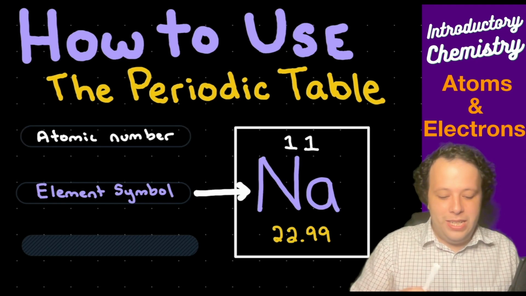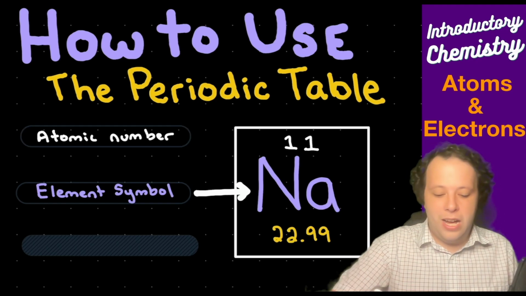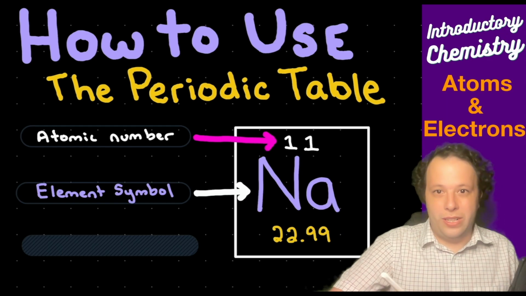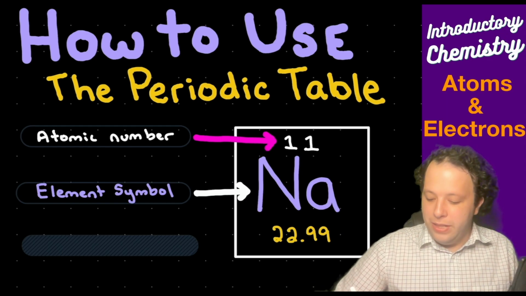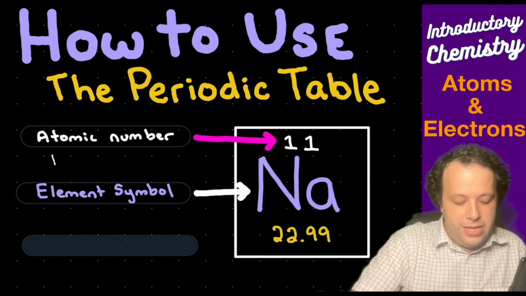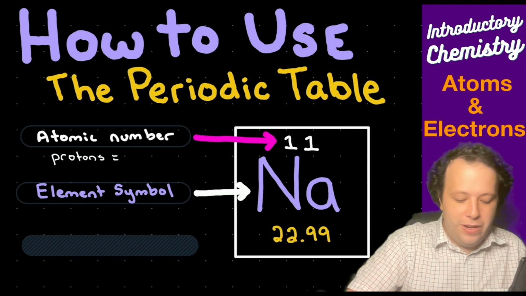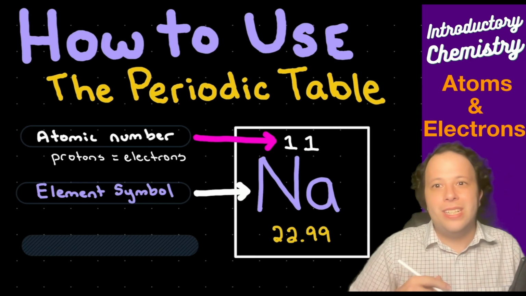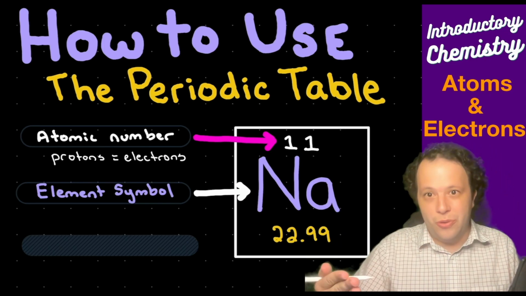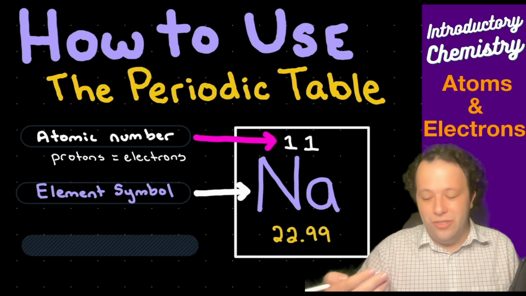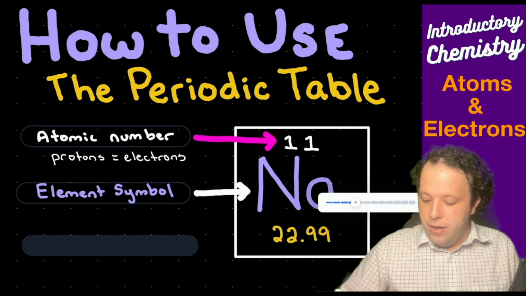Above it, you can see that we have the atomic number, which is how our entire periodic table is organized. What is important about the atomic number is that whenever you see an atomic number, this tells you the number of protons as well as the number of electrons for an atom. And that is because every single atom is inherently neutral, meaning it does not have a charge naturally.